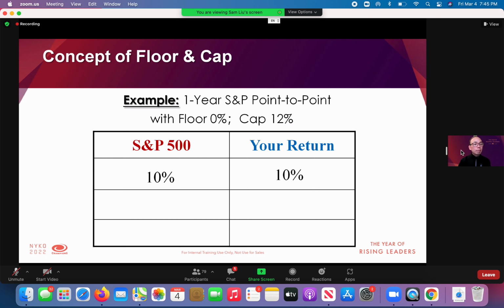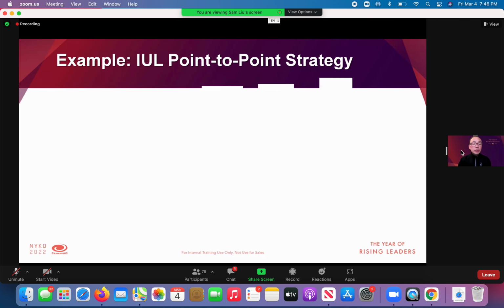That is the answer, 10%, right? What if the market returned 20%? Well, remember your cap was 12, so you only get up to the 12, the cap, right? Now, what if the market is negative? Remember what it is, right? And I let them think. Sometimes they get it, sometimes they don't. I'll just give them the answer: it is 0. And that's the concept, right? Okay, so that's good.